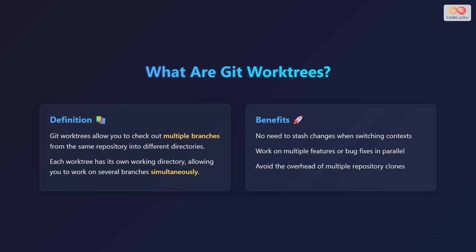What are the benefits of using worktrees? Firstly, you no longer need to stash changes when you want to switch between different tasks. Secondly, you can work on multiple features or bug fixes in parallel, greatly improving your productivity. Thirdly, you can avoid the overhead of having multiple clones of the same repository, saving disk space and time.